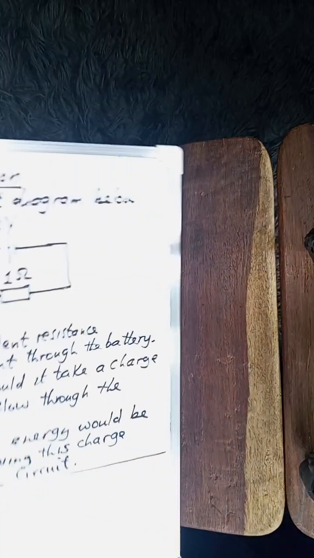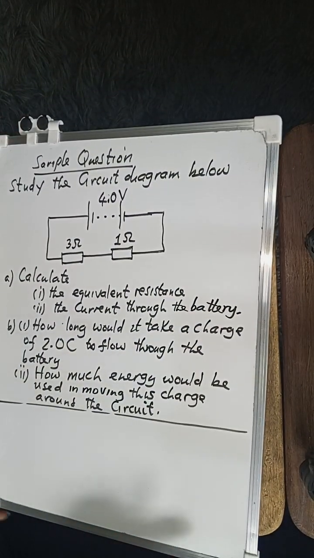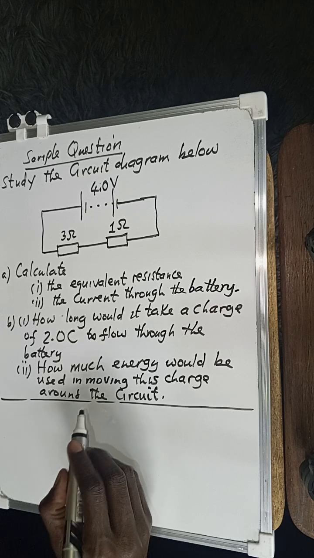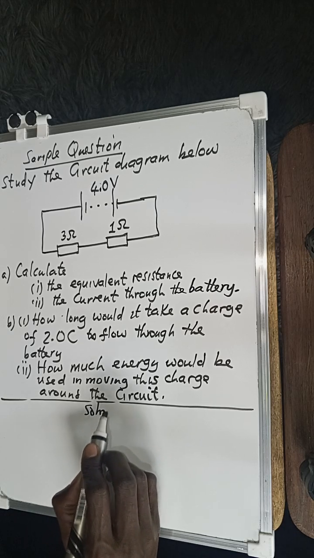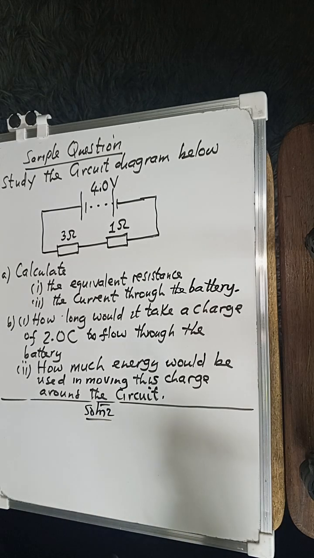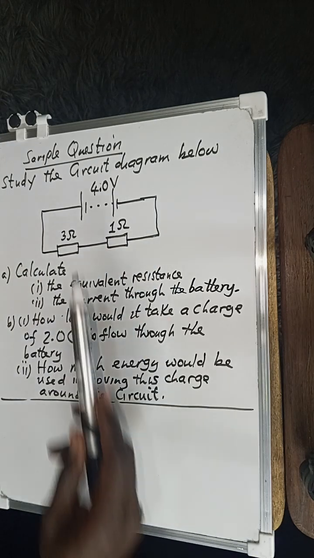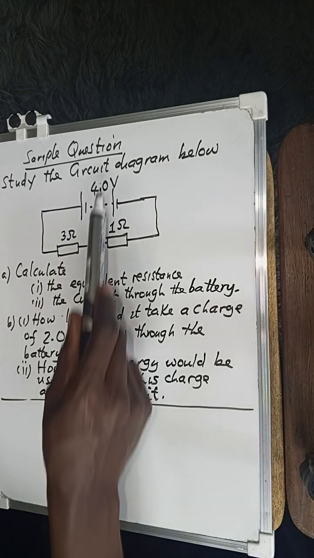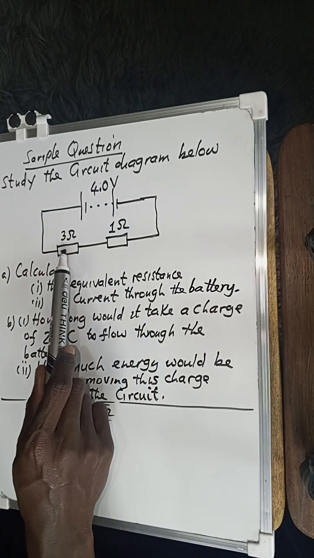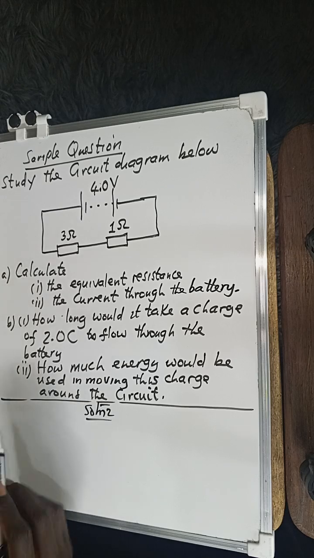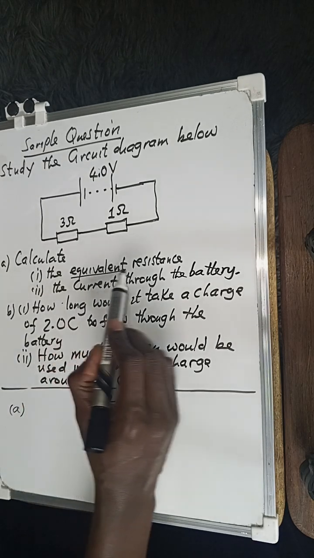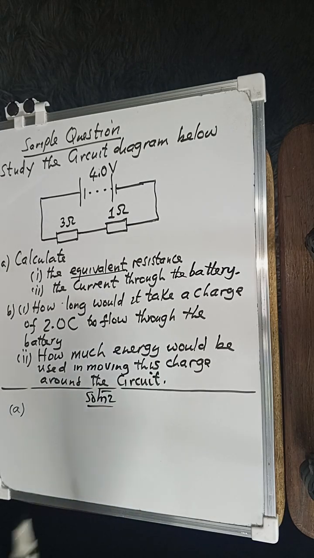Let me quickly end by looking at a sample question that I chose from the Examination Council of Zambia and see how you can go about that. There's a question there that we can simply apply and practice on from what we have been doing. Study the circuit diagram below. When they put it like this, it simply means maybe there are so many cells there. So it's 4 volts, 3 ohms, and 1 ohm. Then it says A, calculate the equivalent resistance. So they want you to calculate the equivalent or the total resistance.